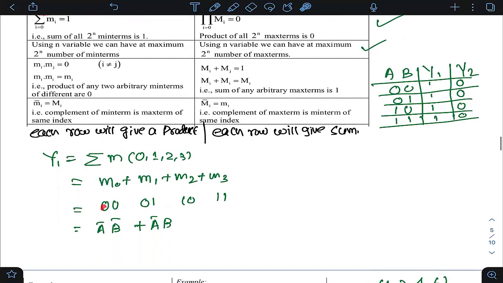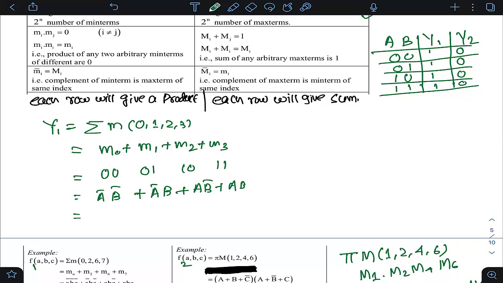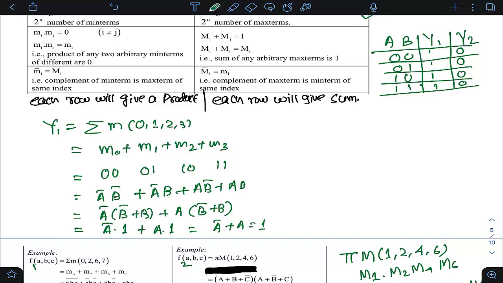So wherever 0, I am writing variable bar, wherever 1, I am writing variable. And this is your A bar B bar, and this is your AB. So from the first 2 terms, let me take A bar common. Then you get B bar plus B. From the second 2 terms, let me take A common, you get B bar plus B. So B bar plus B is 1. So you get A bar dot 1 plus A dot 1. A bar dot 1 is A bar, A dot 1 is A, so A plus A bar is 1.